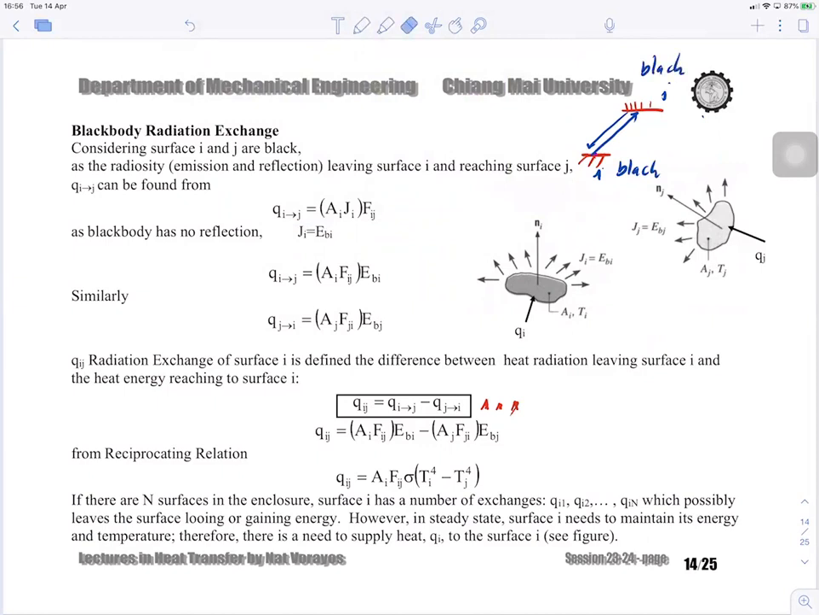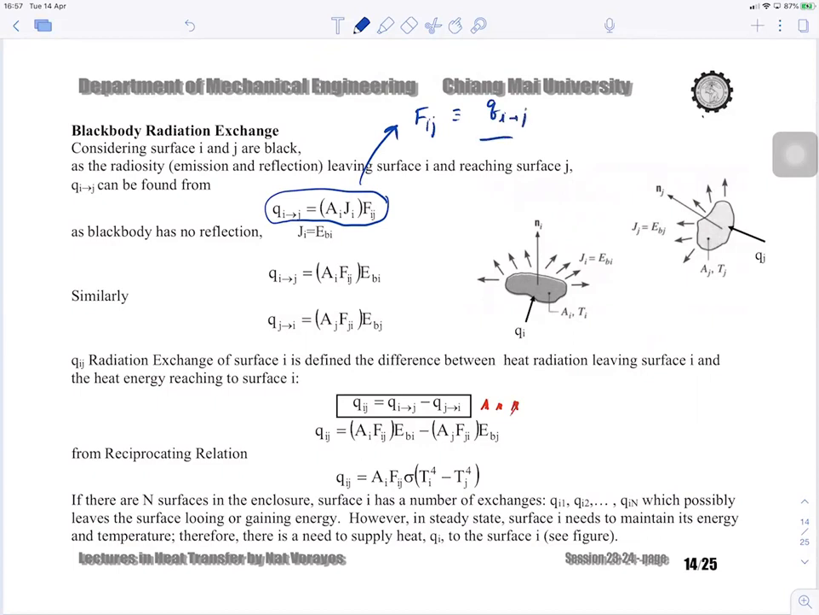Okay, how do you do it? Well, in case of the black surface, you have to take a look at the equation first. This is the equation that we have been talking about. How do you get this one? Because we know that Fij by definition is Qi to j over Ai Ji. Right? Okay, and just rearrange the equation, you can find Qi to j.